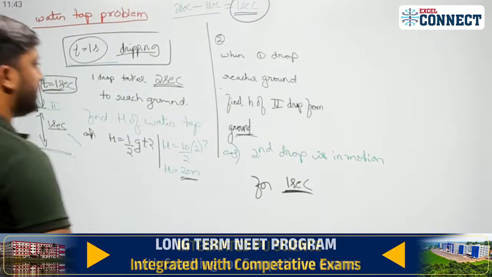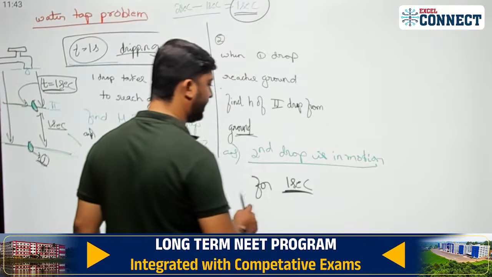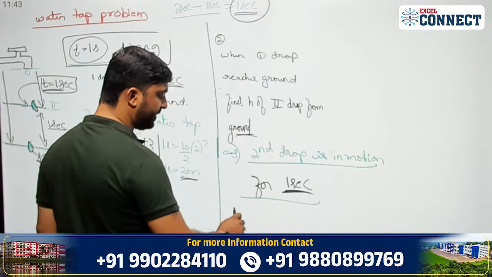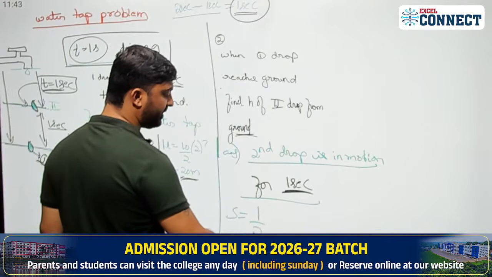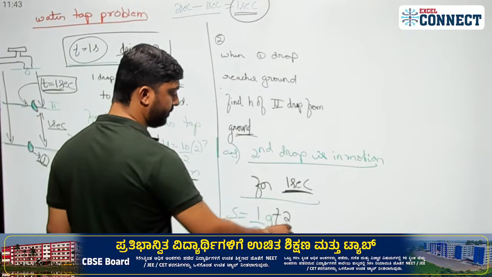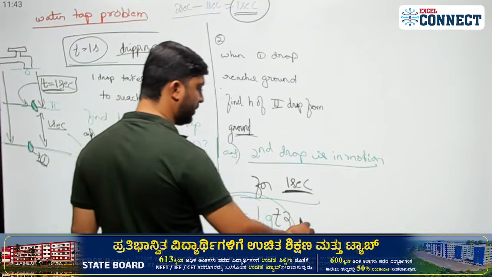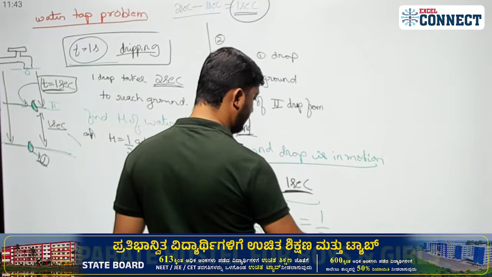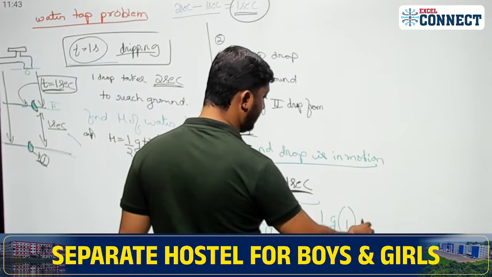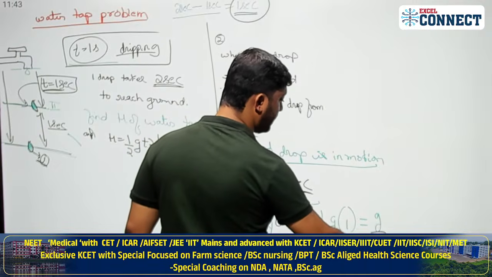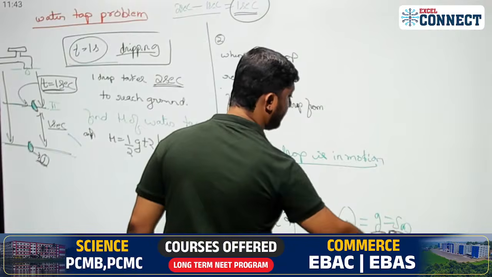So what is the time taken by the second drop? It is 1 second. So what is the distance traveled? Distance traveled is half g t square. If you solve this, half g, what is the time value? Time value is 1. So it is g by 2. What is g by 2? G by 2 is 5 meter, right?